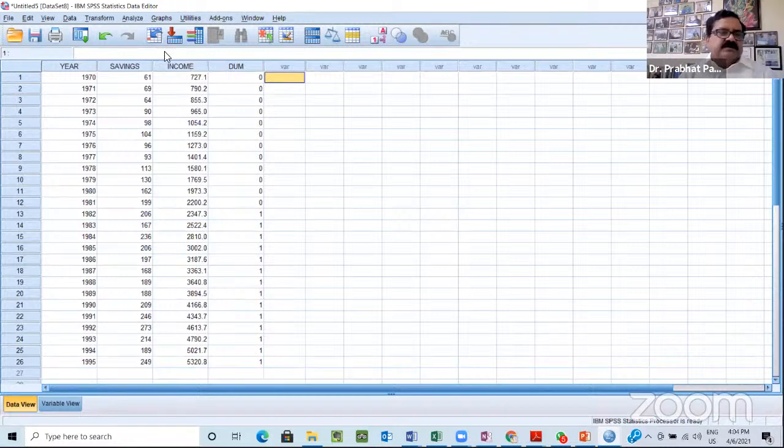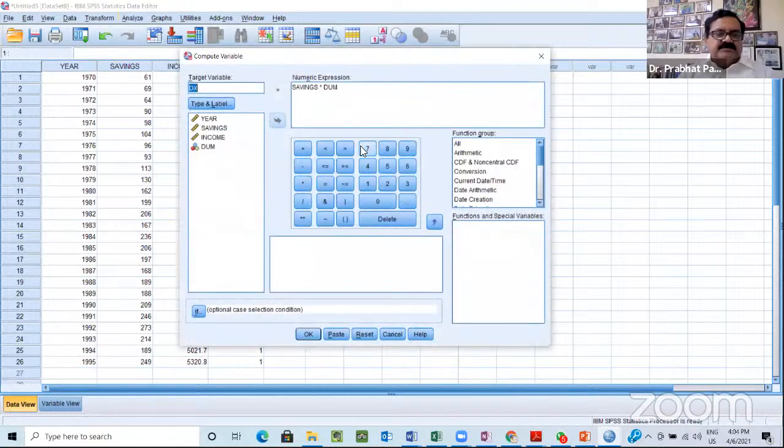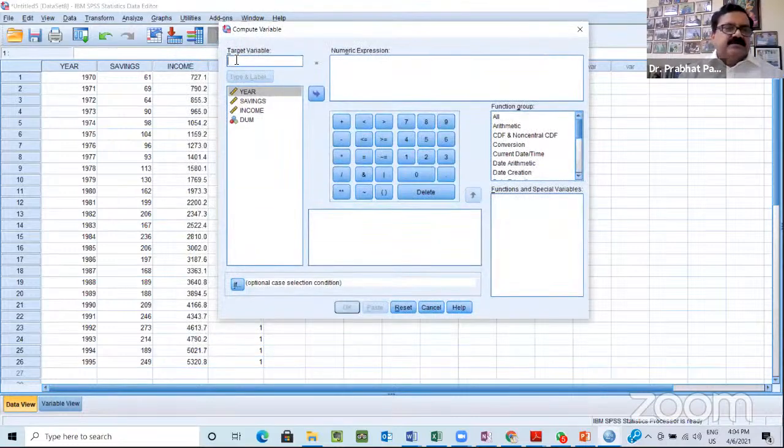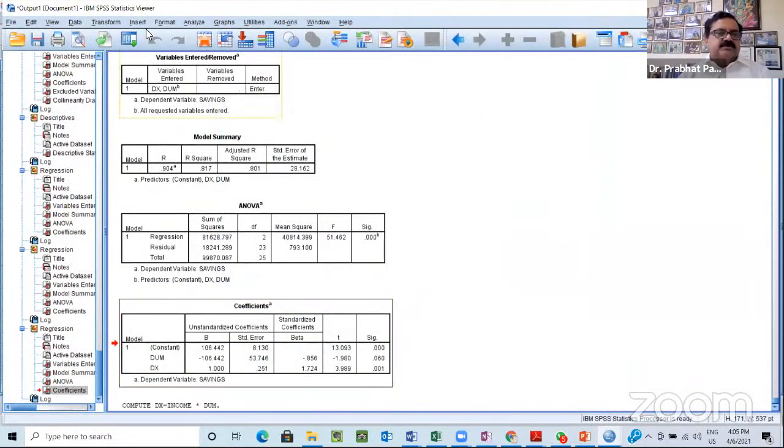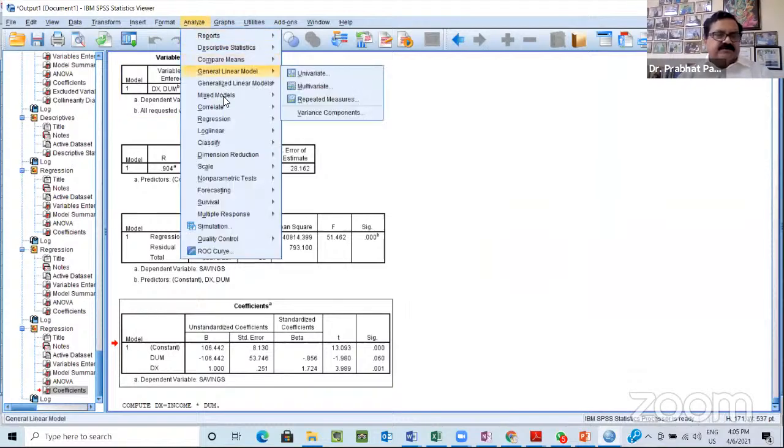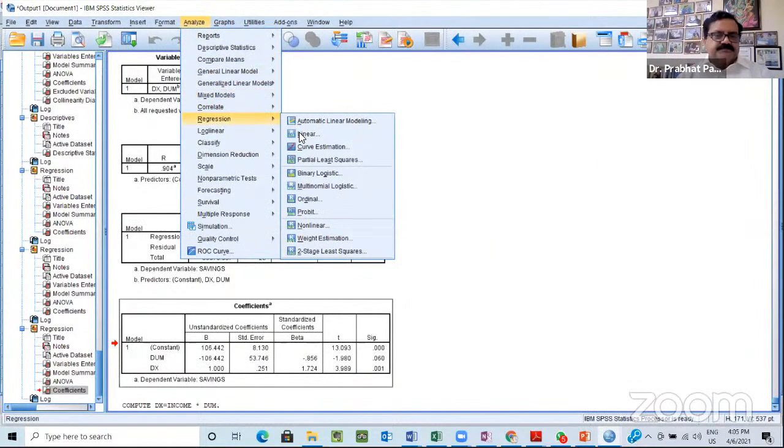So it is not here. Income is the independent variable. Yeah, the process will remain the same, obviously. You have rightly identified the multiplication. Thank you so much for that. So DX is going to be income into dummy here. Yeah, so the result may differ a little bit because the variate has been changed.